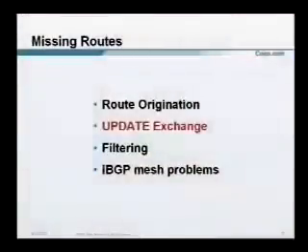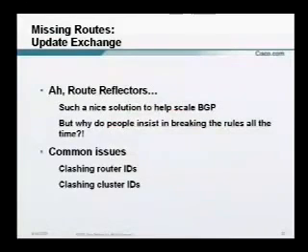What about the update exchange, missing routes? Well, I never really saw too many problems until route reflectors came on the scene. It's such a nice solution to help scale BGP, but people seem to enjoy breaking all the rules all the time. Whether it's through bad documentation, or trying to take shortcuts, or believing that route reflectors meant there are no more rules at all with IBGP. There seem to be so many issues with route reflectors that people run into. Common issues are, well, there are two of them: the clashing router ID and the clashing cluster ID.